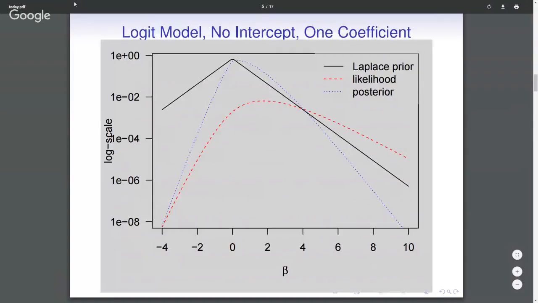So in response to the question, I think one of the best ways to understand this is to consider a model, and it has to be simplified. So this is a Logit model, not very many data points. There's no intercept, one predictor. We just have one coefficient to estimate. And we can see this in terms of different curves.